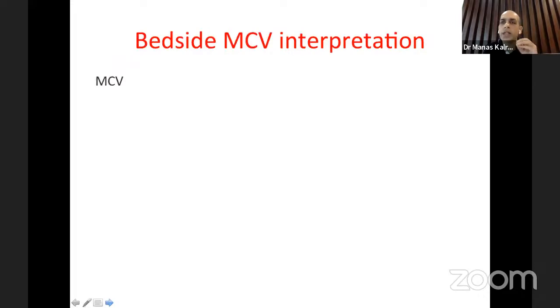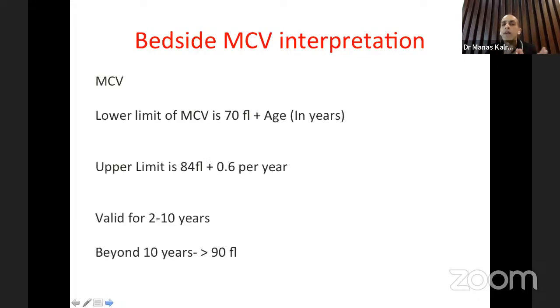So how do you interpret MCV at the bedside? This case is very clear cut, but you can have borderline MCVs and then you would have to fumble, open Google, find the MCV, and then say whether this is a low MCV or a high MCV. So there are bedside interpretation methods, if you have these formulas with you. The lower limit of MCV is 70 plus age. So if you have a five-year-old child and your MCV is less than 75, that means there is microcytosis.